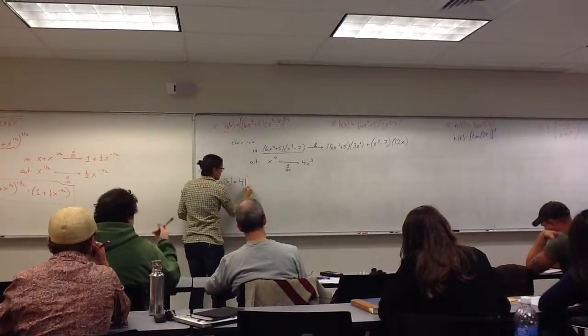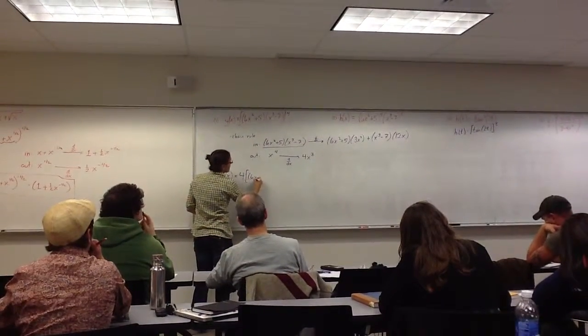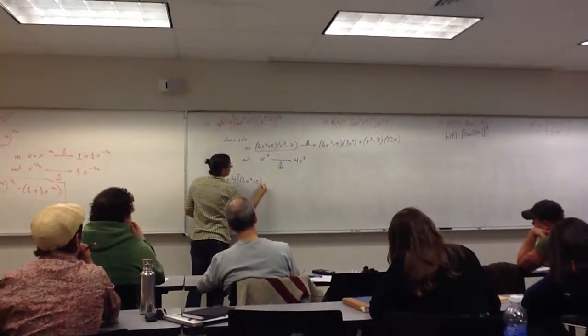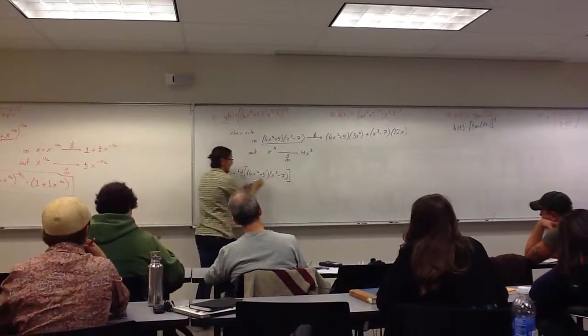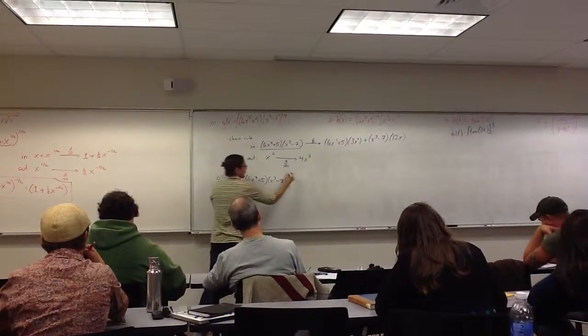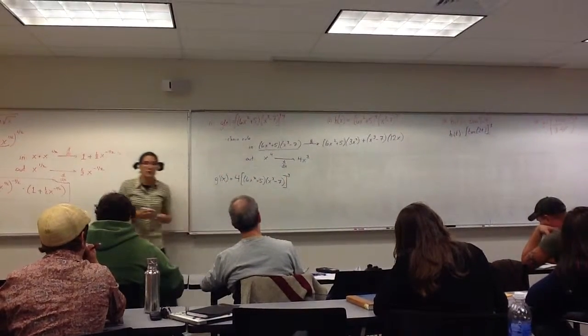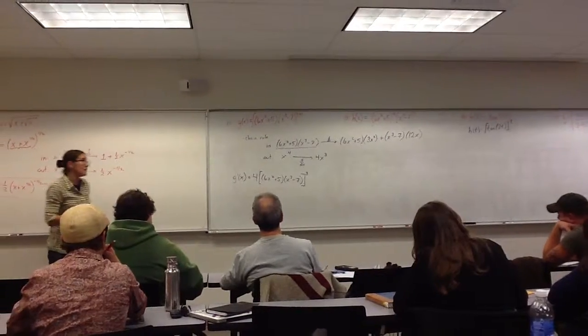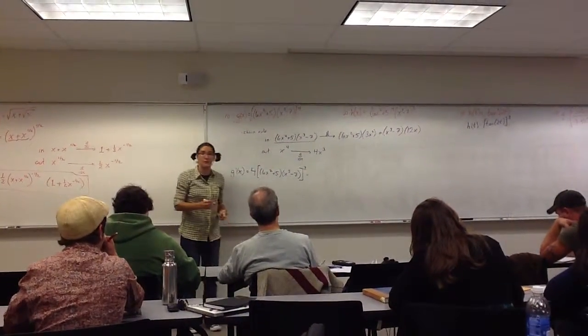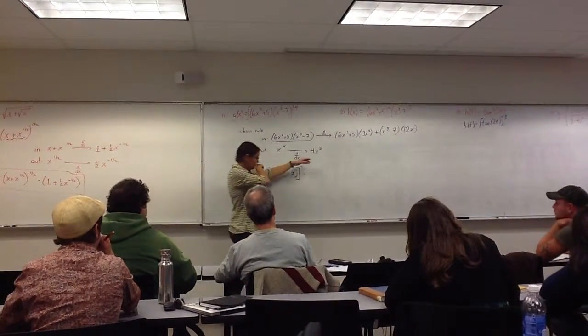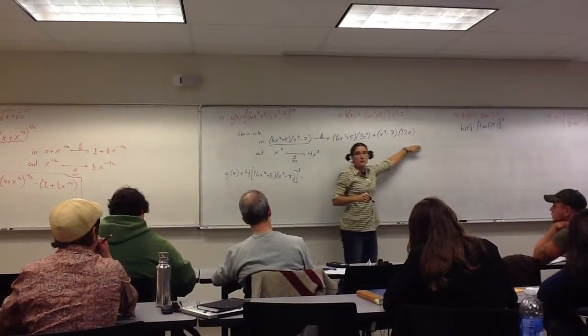So I've got 4 times 6x squared plus 5 times x cubed minus 7, and that entire inside is raised to the 3rd power. Derivative of the outside, keeping the inside the same, times the derivative of the inside. Now the derivative of the inside is this entire expression up here.